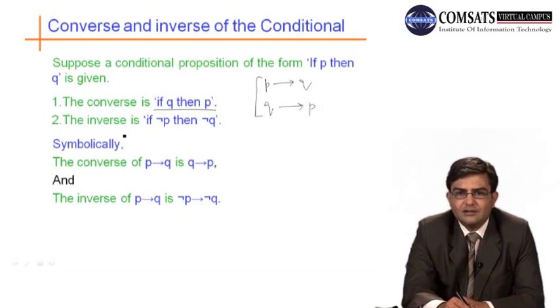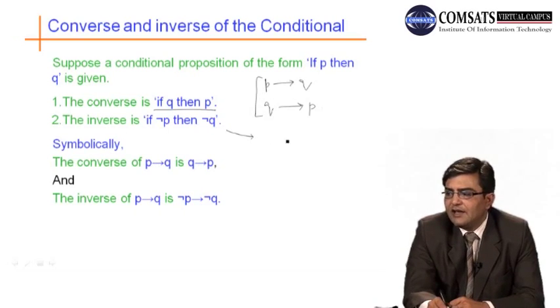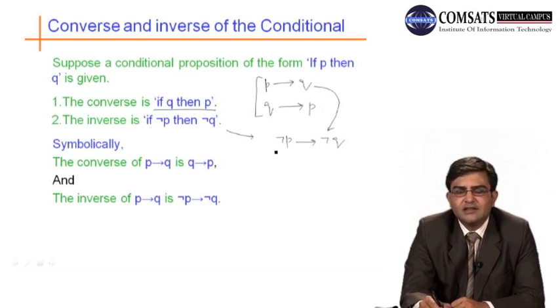And what is the inverse of this statement P implies Q? The inverse can be written as not P implies not Q. So in the converse, we replace the positions of P and Q, and in the inverse we take their negations. For example, here we have P implies Q. In the inverse we take not P implies not Q. So this is the inverse of P implies Q.